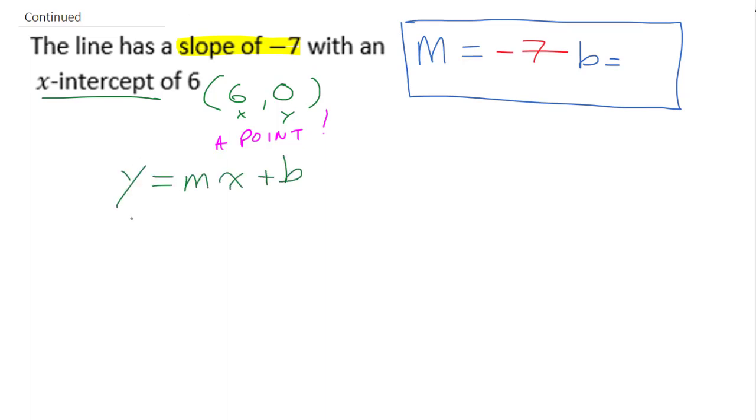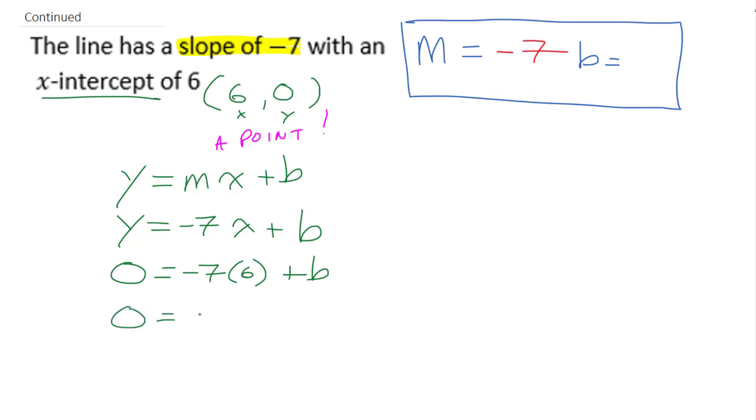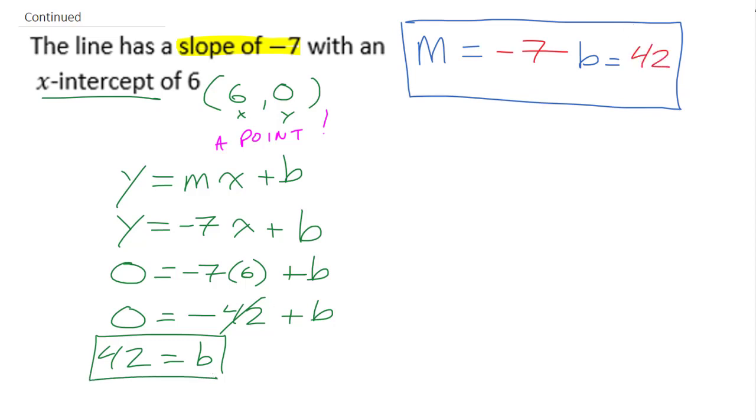Substitute in the slope. Slope is negative 7. Substitute in the point we're given. We're going to replace the x variable with the x coordinate, which is 6, and the y coordinate is 0. All right, so what's negative 7 times 6? That's negative 42. And we're just going to have to add 42 to both sides to get it off of this side. And we have 42 equals b. There you go. That's what b is. Let's write our equation. y equals mx plus b. y equals negative 7x plus 42.